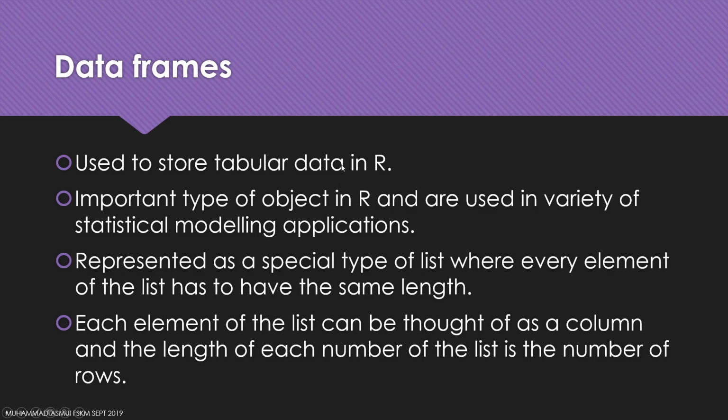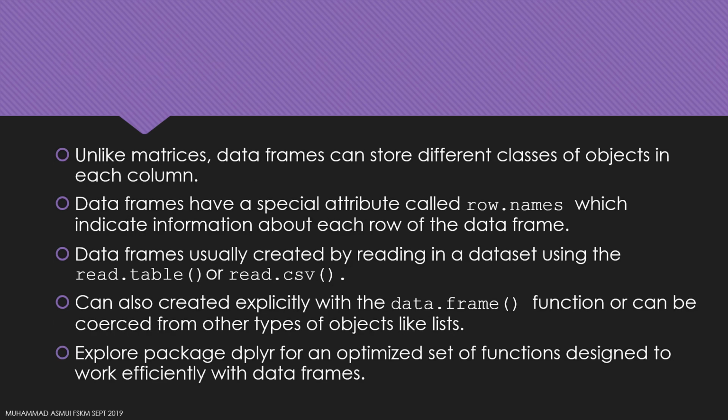Last but not least, the most used structure that we constantly use is actually the data frame. One way to understand it is that it stores tabular data in R. Tabular means that we can see rows and columns, but you have to differentiate it from a matrix. Unlike matrices, a data frame can store different classes of objects in each column. We usually create it by reading in a dataset using read.table or read.csv.